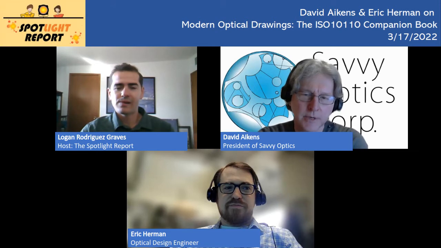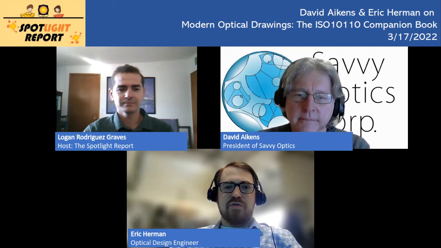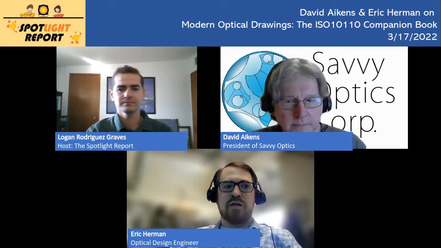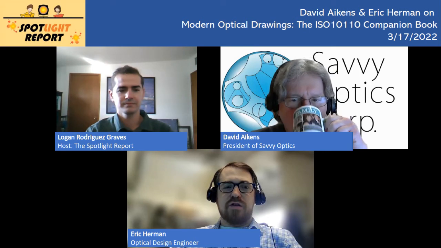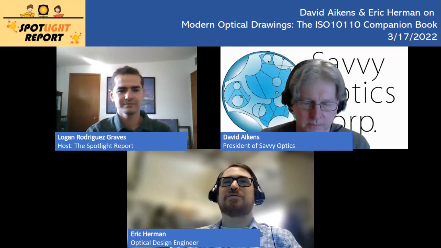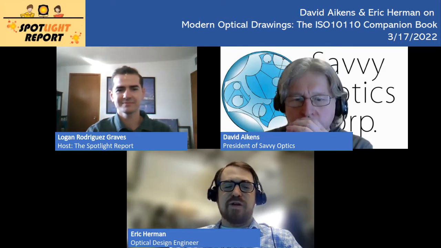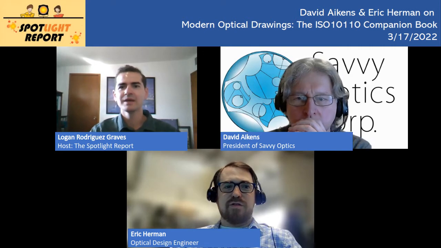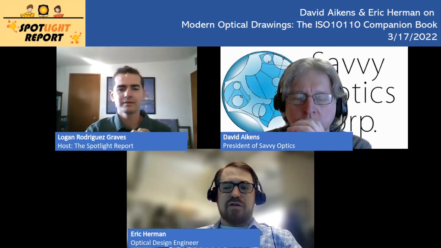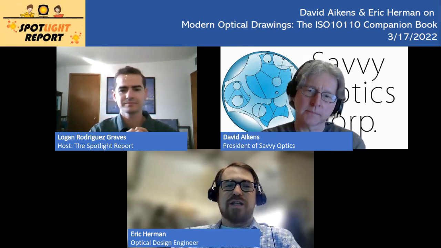Sure. Eric, why don't you go? So the book is trying to take a lot of the information that's in ISO 10110 and the parts of the other ISO standards for optics, and really make them readable for people, and distill a lot of that information so that you're not having to dig through the words in standards, which can get somewhat confusing.